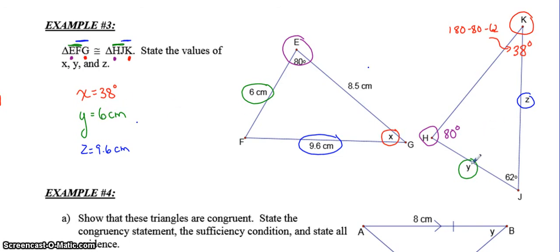Y was side HJ, so that's the first two letters of this triangle, so it corresponds to the first two letters of this triangle, which is EF, and that's 6 centimeters. And using a likewise procedure, Z is equal to 9.6.